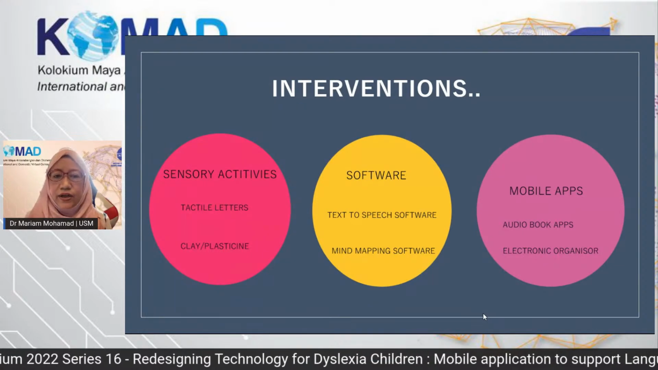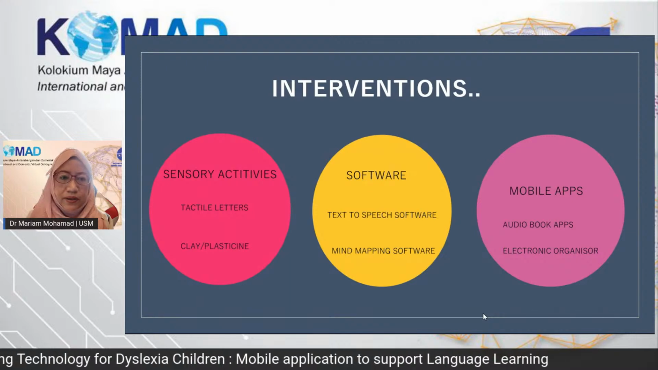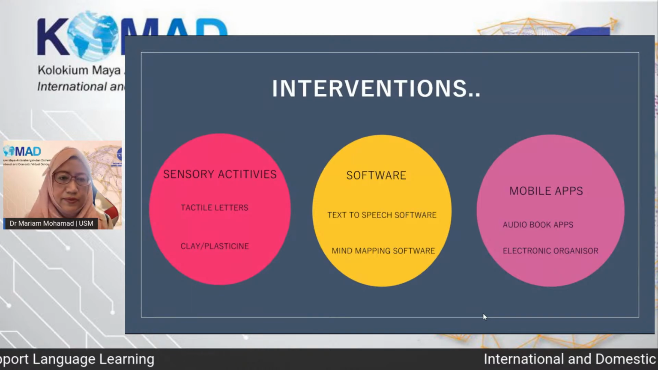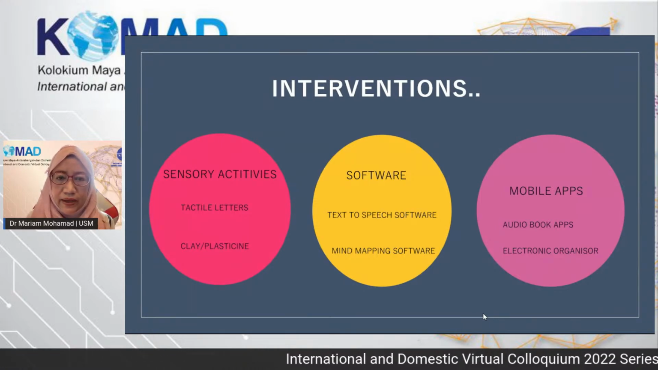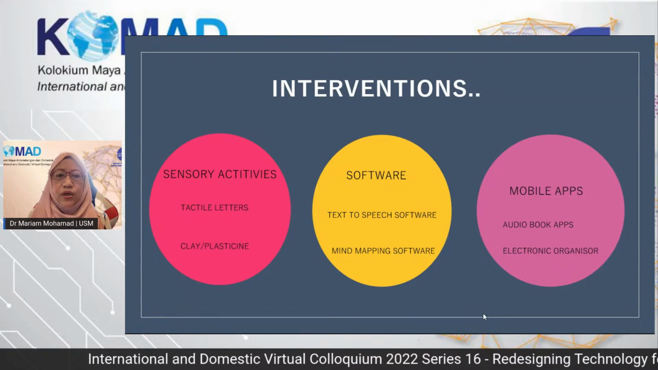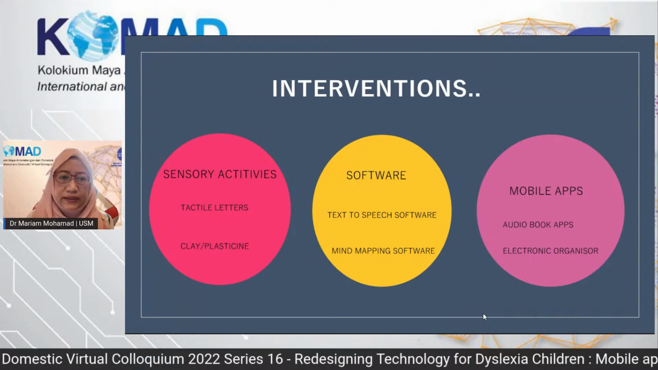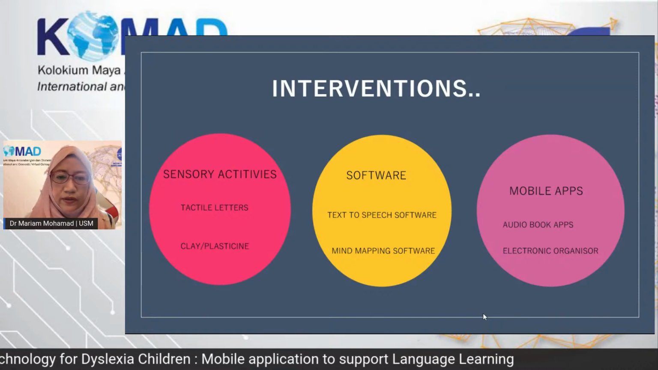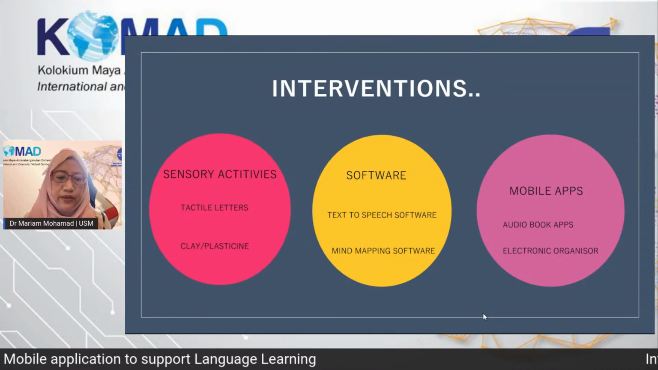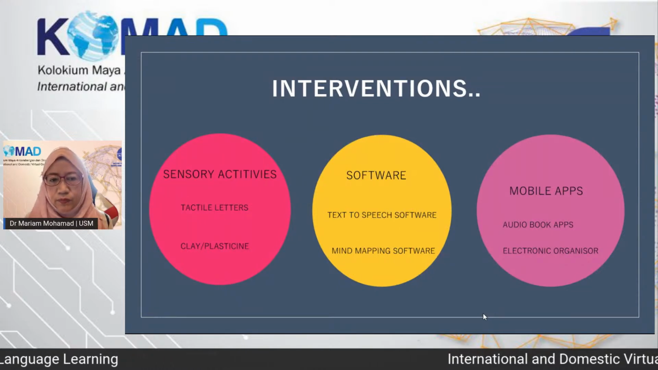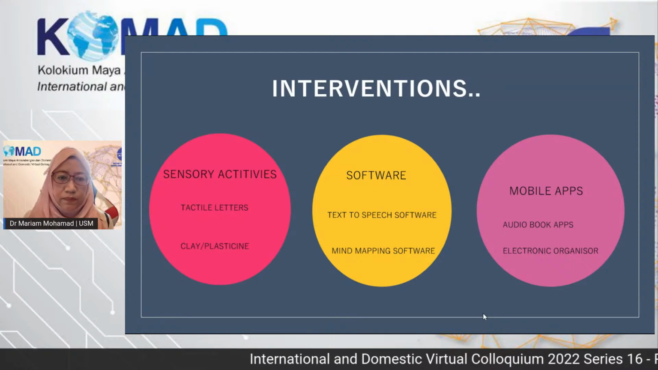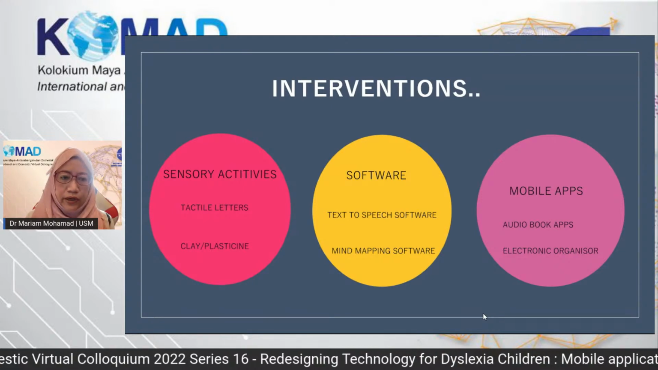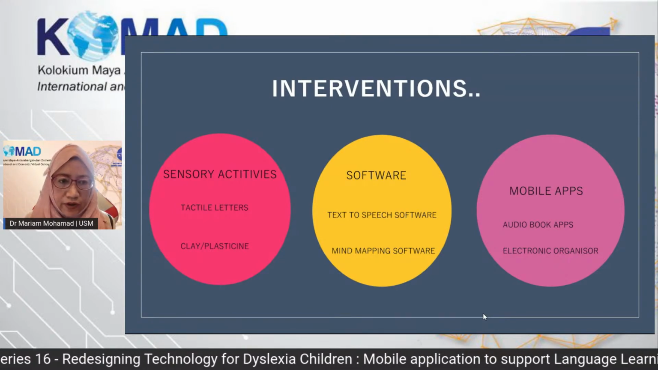So far the interventions are divided into three types. First is sensory activities, second is software, and the third one is lately we use mobile apps. For sensory activities, which is a traditional methodology for dyslexia children, we use tactile letters. Tactile letters are the blocks of alphabet that can help the children recognize the alphabet by touching and also by seeing. Because normal children can recognize the alphabet by only seeing the alphabet on a book, for example. But for the dyslexia children, they need an additional method, for example, by touching the alphabet to recognize and after that memorize which kind of alphabet that is.